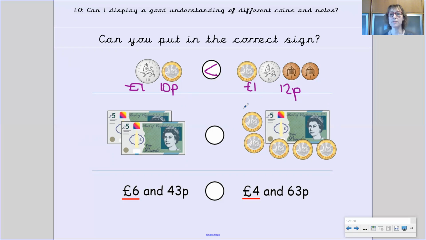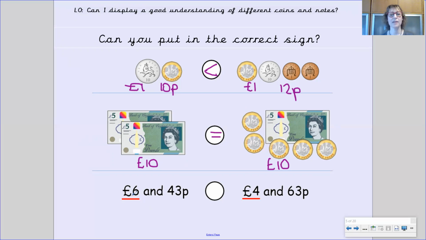So now I'd like you to pause the video and see if you can work out the answer to the next two. So on this side, we have £5 and £5, so we have £10. And on this side, we have 5, 6, 7, 8, 9, 10. So these two are actually equal.